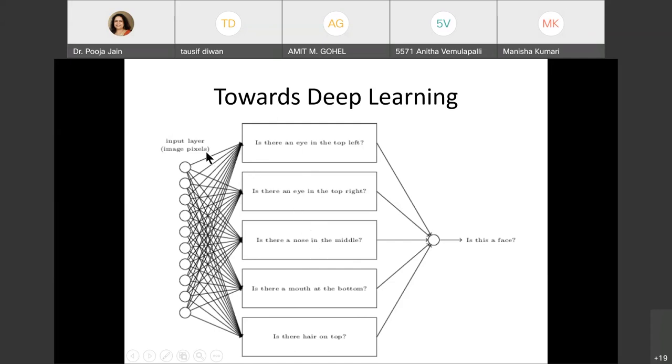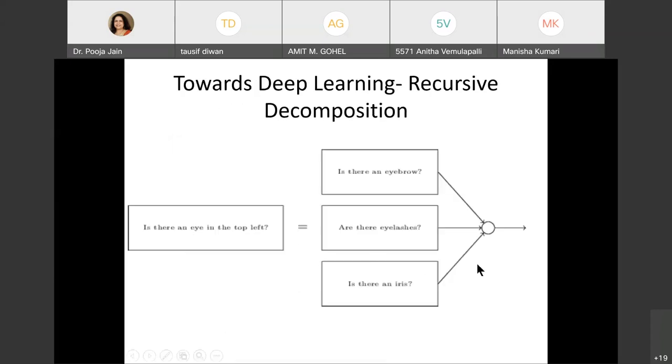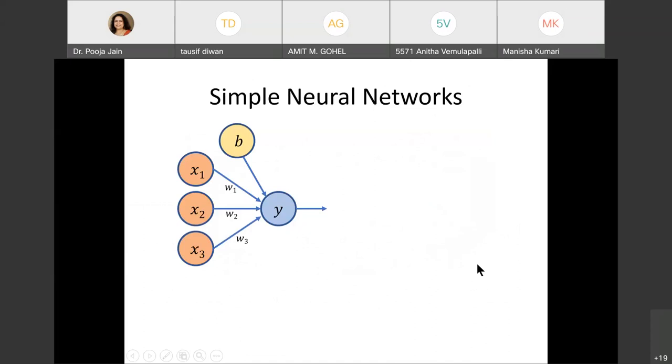Now, what will happen? Once again, we will consider this subproblem. These subproblems are further broken up into several more problems. So basically, the network is getting deeper and deeper. From here, the notion of deep learning comes into the picture. Okay.